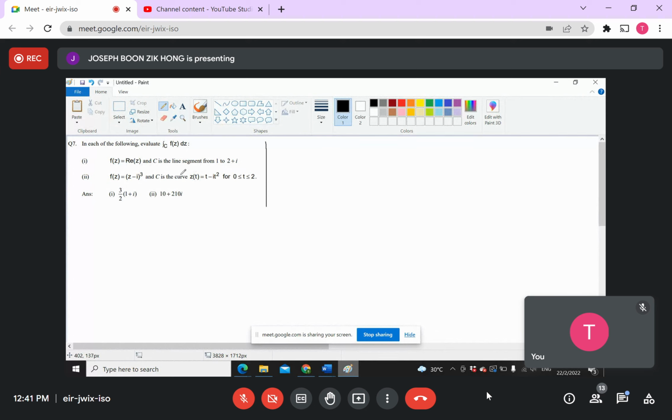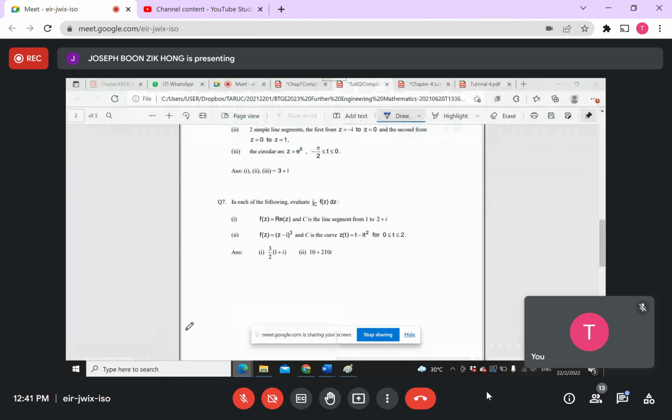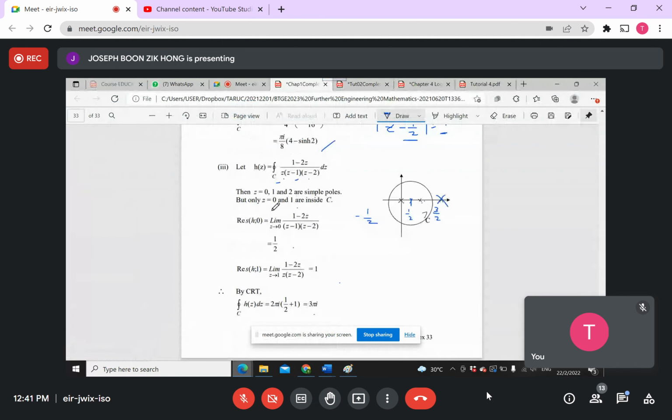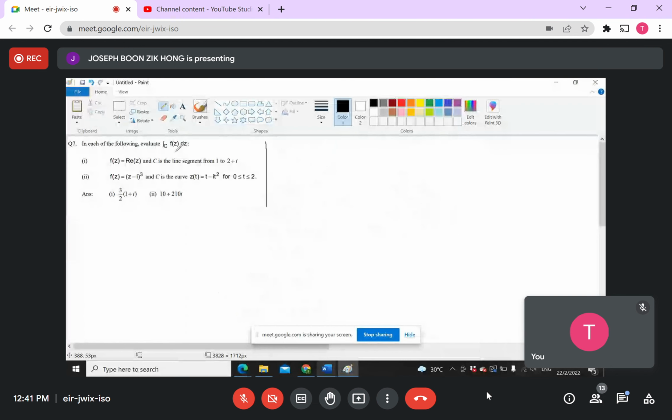Okay, this one is not concerning the residue. Let me go back to what we learn here: we try to find the residue, the simple pole and so on, and then we can easily get the answer. But here, we don't have any residue, we don't have a simple pole for these two equations. So I cannot proceed with what we learned just now.